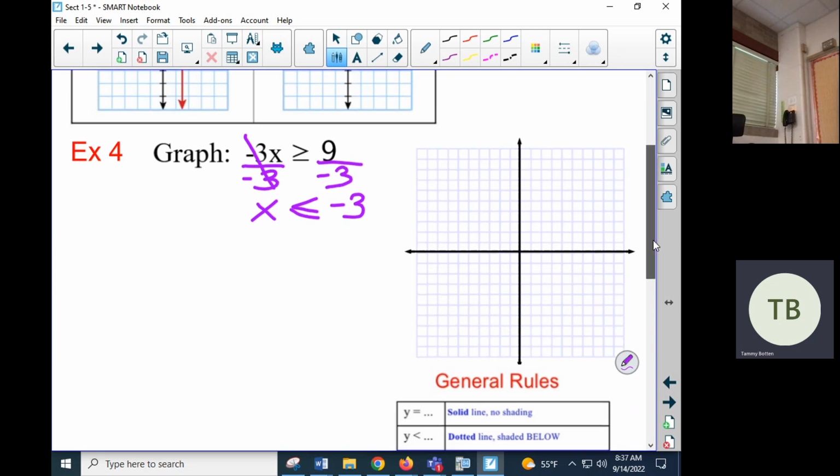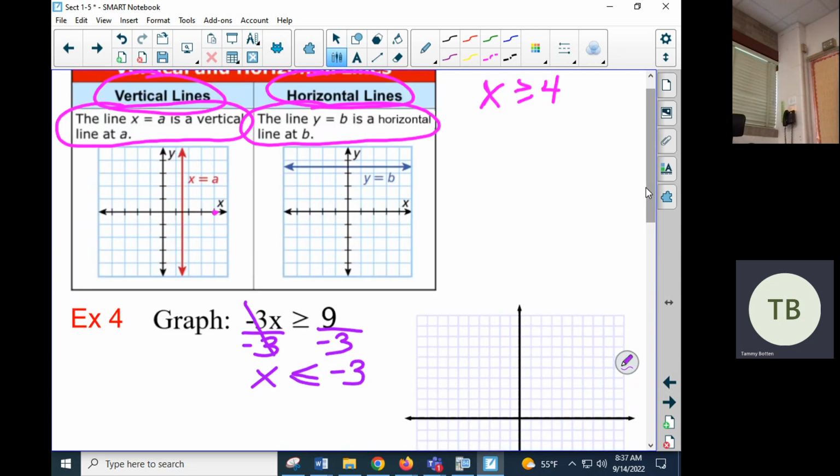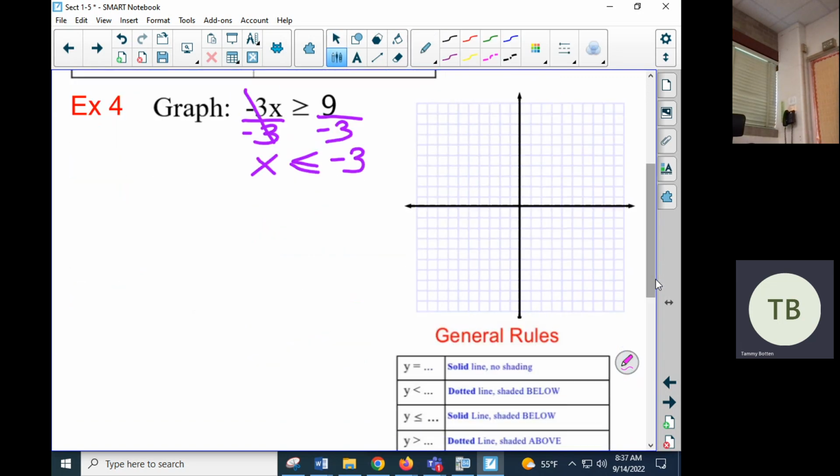So again, when you have x equals, you're going to have that vertical line. So we're going to go to our graph and go to where x is -3, and we're going to have a vertical line there. Would it be dashed or solid? It would be solid, right? So we're just going to have this vertical line.